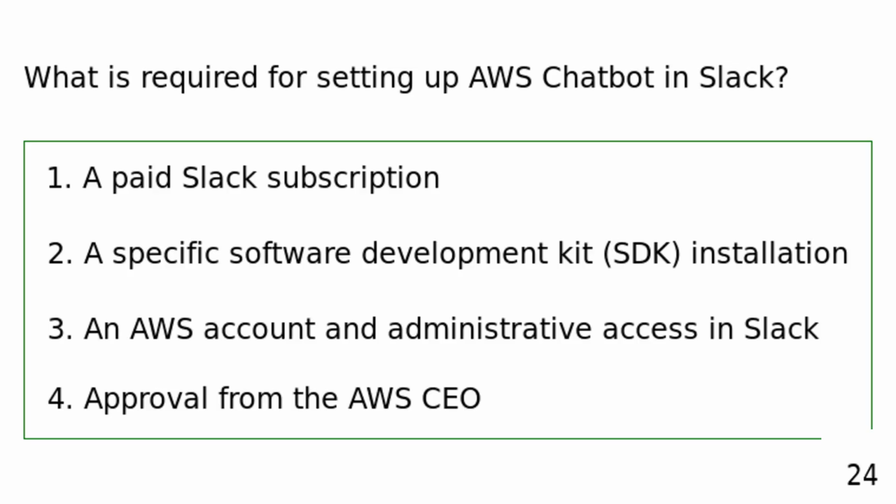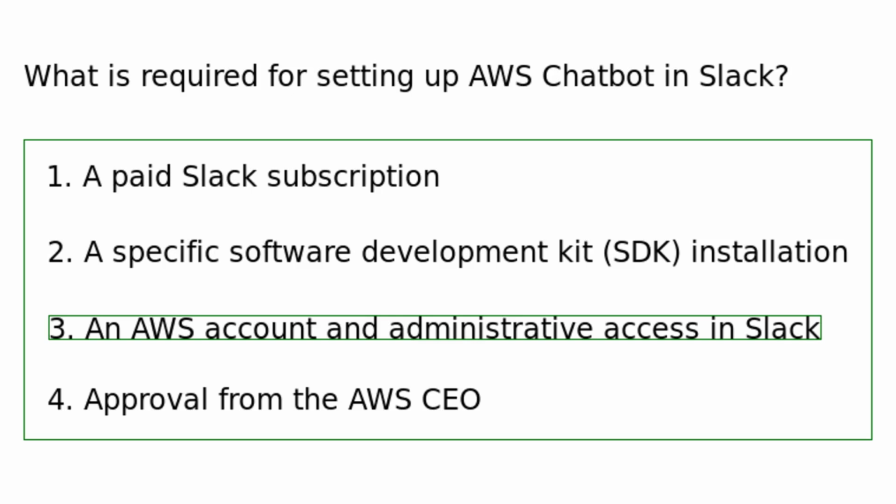What is required for setting up AWS Chatbot in Slack? A paid Slack subscription. A specific software development kit installation. An AWS account and administrative access in Slack. Approval from the AWS CEO. To set up AWS Chatbot in Slack, users need an AWS account and administrative access in Slack to configure the integration between the two platforms.